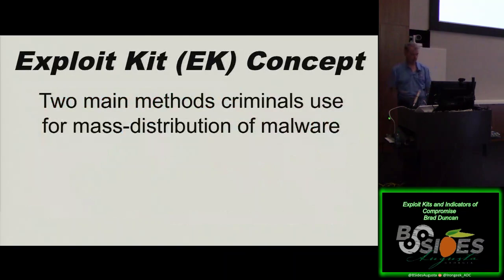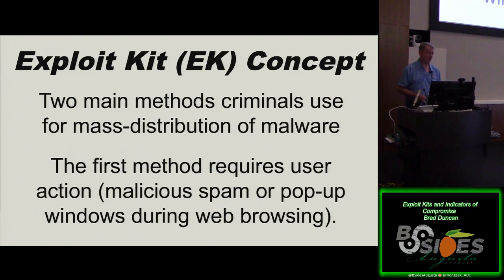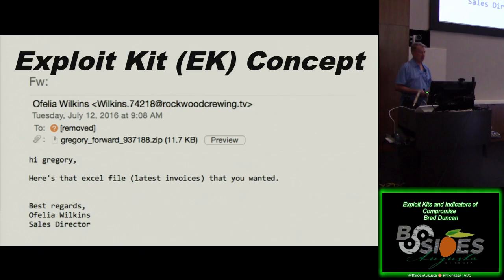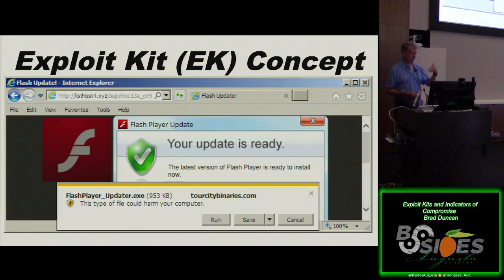First things first, in order to understand the exploit kit concept, you have to understand that there are two main methods that criminals use for mass distribution of malware. The first method requires user action, which is malicious spam or pop-up windows during web browsing. Here's an example of malicious spam. It's a zip file attachment. You open it up, and that's not an Excel spreadsheet at all. The other one is the pop-up windows that you'll see during web browsing.